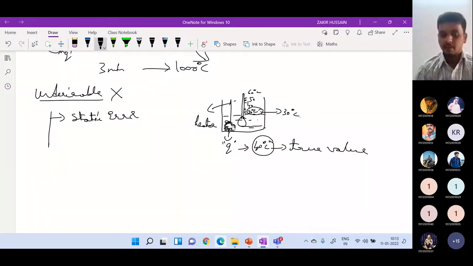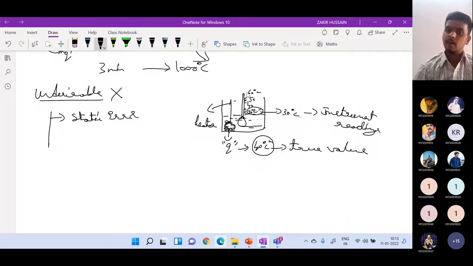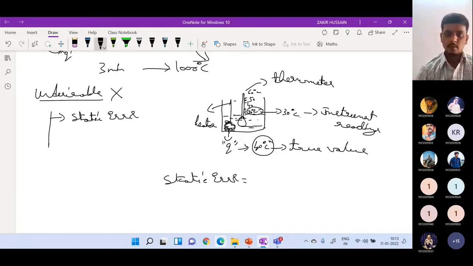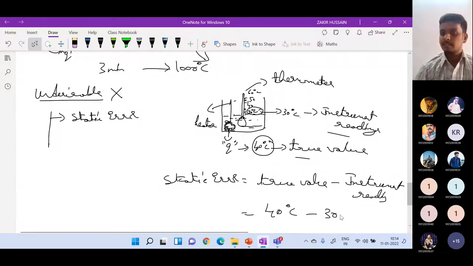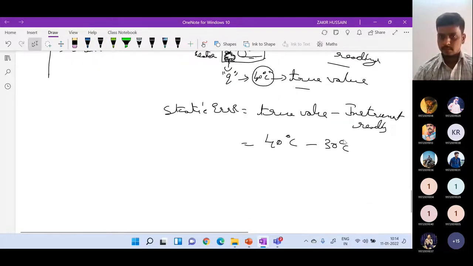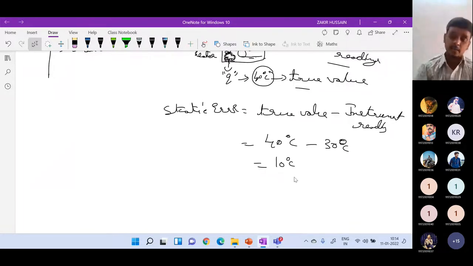Why? Because in the heat balance equations, we have estimated that from the heater, this water should receive 40 degrees centigrade temperature, or that much quantity of heat we are adding to this water. But instead of reading 40 degrees centigrade, this thermometer is only showing 30 degrees centigrade. That is the instrument reading. Then static error is nothing but the true value minus instrument reading. So here the true value is 40 degrees centigrade minus instrument reading of 30 degrees centigrade. It is 10 degrees centigrade, which is the static error of that particular instrument.